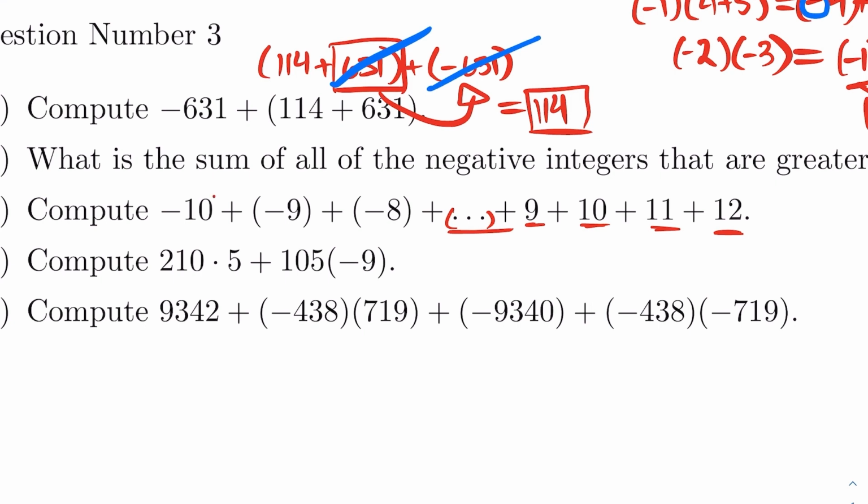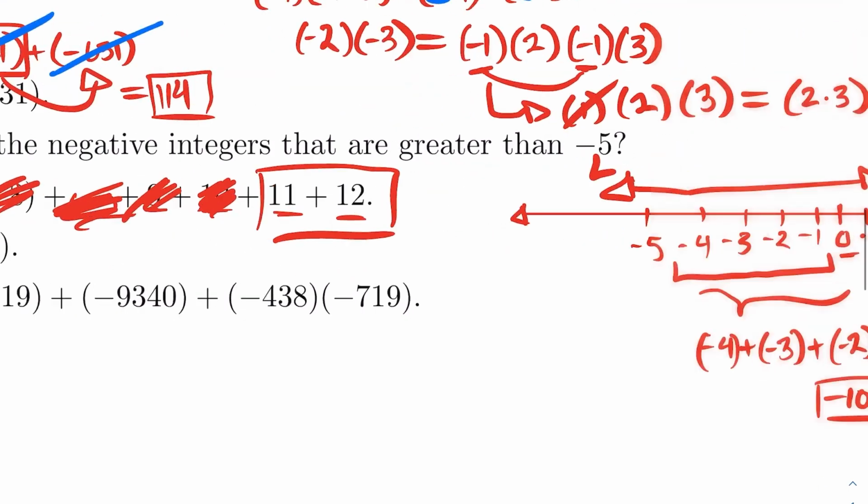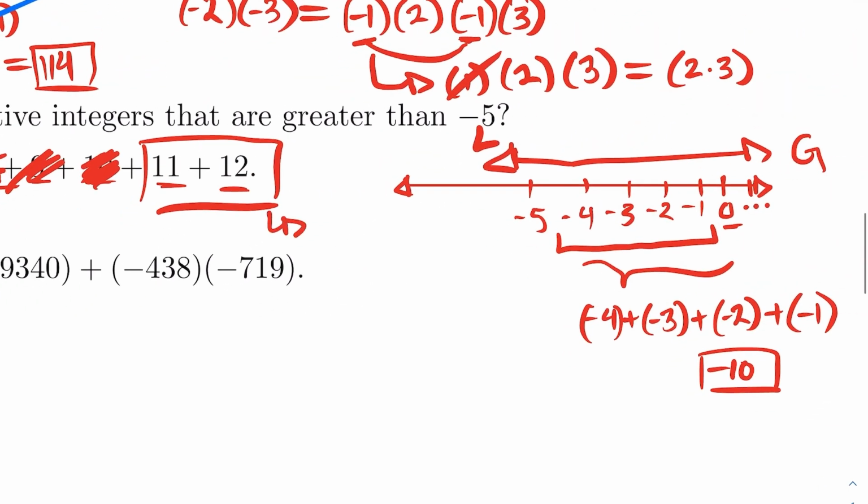So what we can do is cancel all the numbers in this ellipsis and here and here, because these are all going to have their opposites. And so what we're left with is numbers that do not have their opposites. So we have 11 and 12, and so we can simply add 11 and 12, resulting in 23.